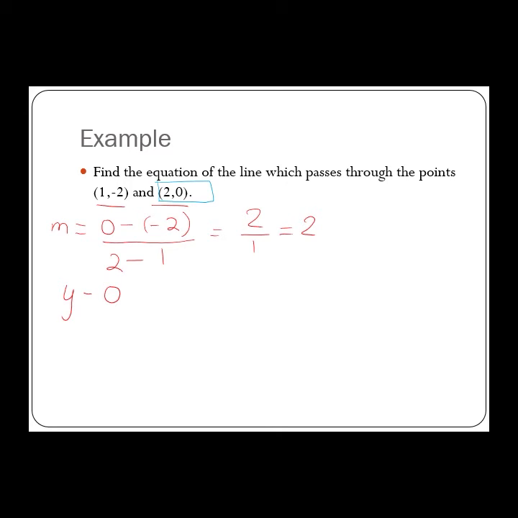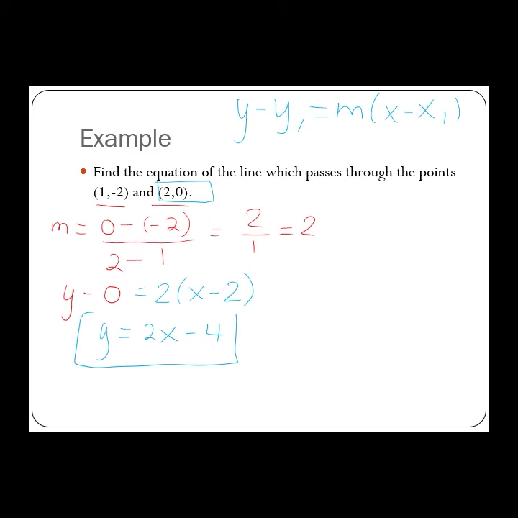So y minus 0 equals 2 times x minus 2, x minus x1. Remember your formula is y minus y1 equals m times x minus x1. So I get y equals 2x minus 4. And that is the answer.